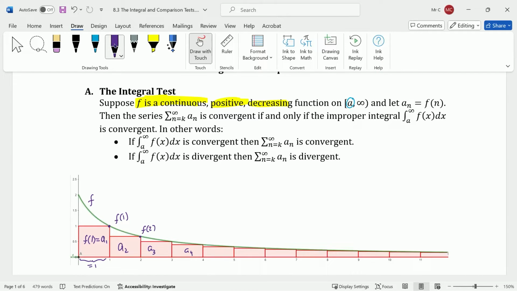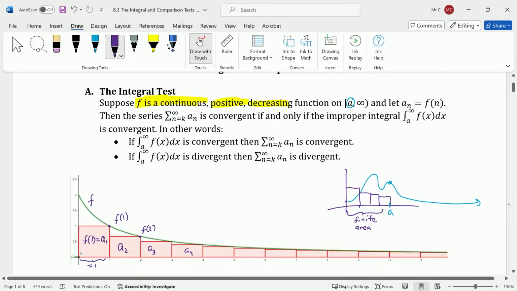So in other words, if my function looks something more like this, this would be totally fine. I would just have to pick this point a to start my integral test and see whether that's finite or infinite. The reason that's totally fine is because when I add these rectangular areas together, I'm guaranteed that this area up before a is finite. There's no way for that not to be finite. It's a finite number of rectangular blocks. What I'm concerned with is what happens in the long run.